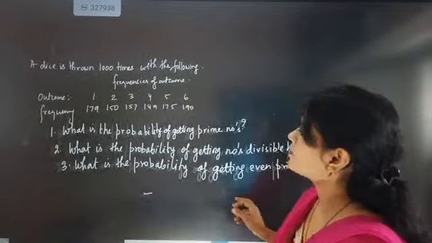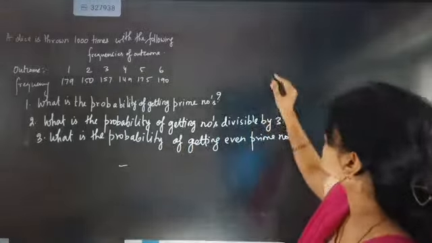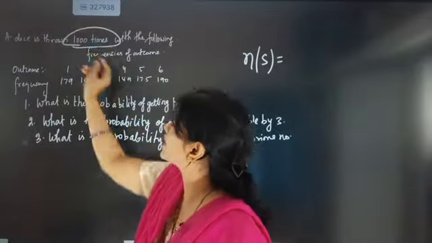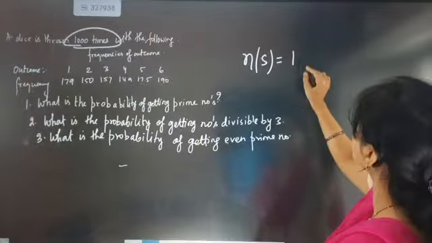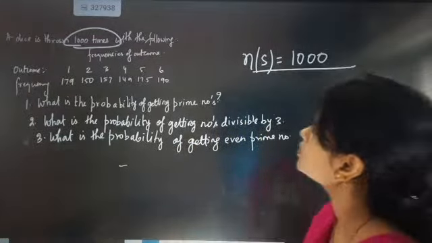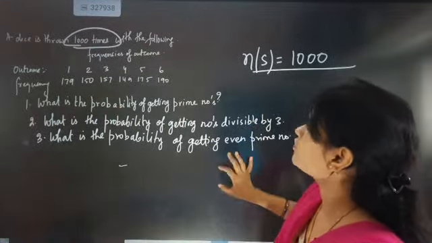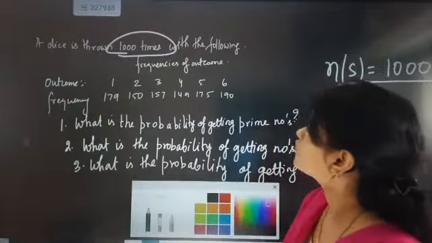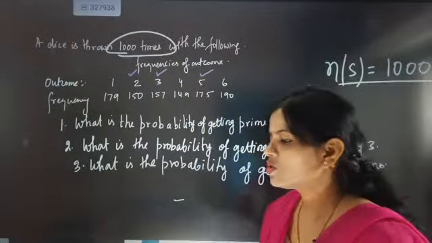Okay, fine. Now look here, I'm going to solve the question. First is total sample space. What is the total sample space? How many times are you throwing the dice? You are throwing the dice 1000 times. So 1000 is going to be your total sample space. Now what is the probability of getting prime number? First you have to select which are the prime numbers. So 2 is a prime number, 3 is a prime number, and 5 is a prime number. So how many times is 2, 3 and 5 coming?